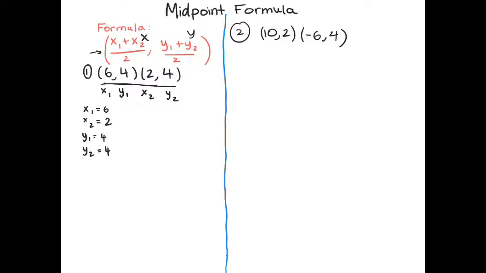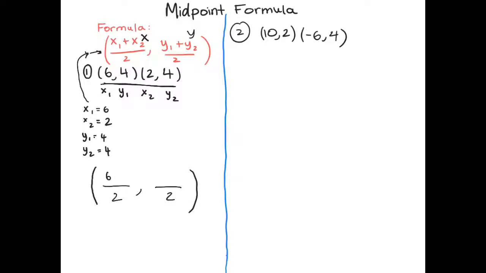Now that we have our four values, we simply plug them back into this equation. We'll create our parentheses, and these will be our coordinates. We'll put over 2, because the only thing changing in the midpoint formula is the x1 plus x2 and y1 plus y2. So now we'll just plug it in.